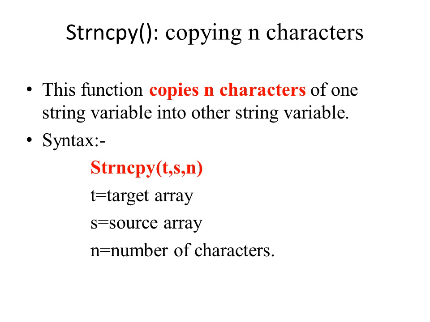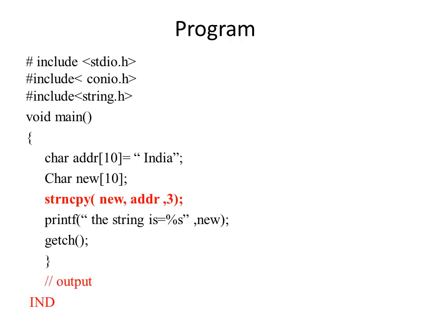So in this case the elements of the source and the target may often be different, because only a few of the elements from the source are copied into the target. Now let's see. Here the older array, or the source array, whose name is address, contains India, and the target array's name is new. With the help of the strncpy function, according to the syntax, first the target array new, then the source array, and then the n value is 3.